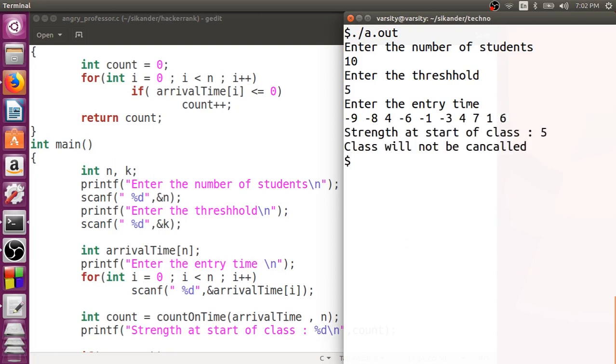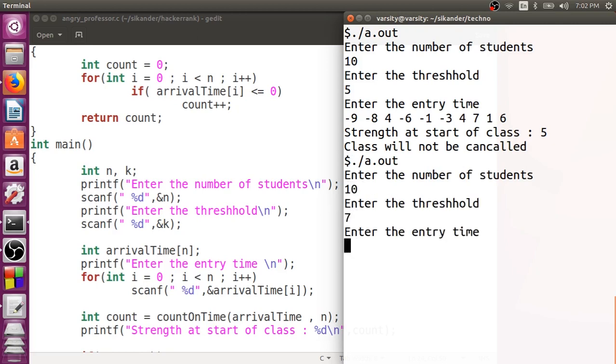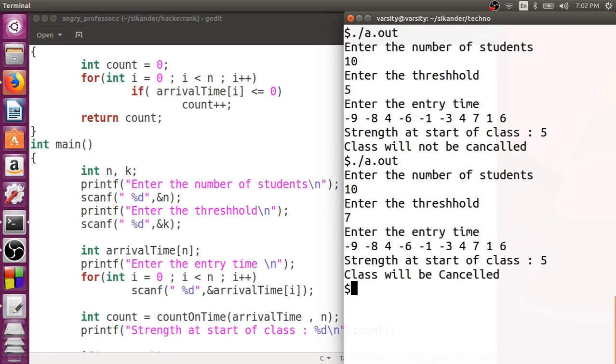What is the strength? At the beginning it's 5, and since it is matching the minimum strength, the class will not be cancelled. Remember, if the threshold was much more than 5, then the class would have been cancelled for the same input. So let us re-verify this. Assume that this threshold is 7, and I give the same input here. The strength is the same, but the class will be cancelled because the threshold was more.